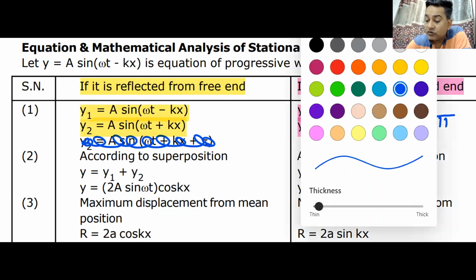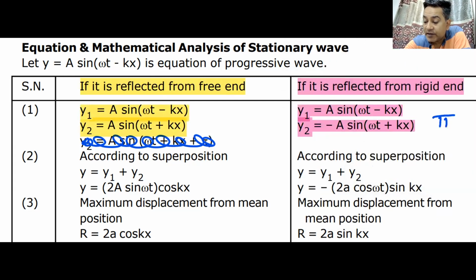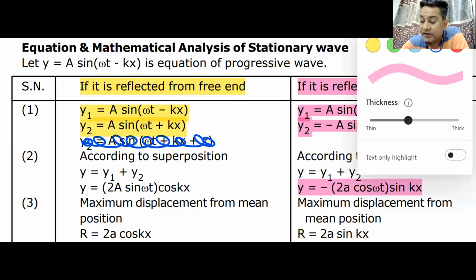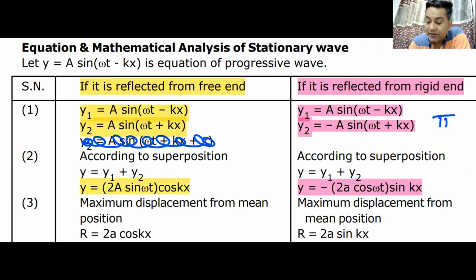When you superimpose these two waves, what happens is, on the left hand side you have y is equal to minus 2a cos omega t sin kx. You will ask me, sir, how has this come? Beta, this is a trigonometric formula that has been used. Sin a minus sin b, because there is a negative sign here. This is the sin a minus sin b formula. On the left hand side, it is the sin a plus sin b formula.